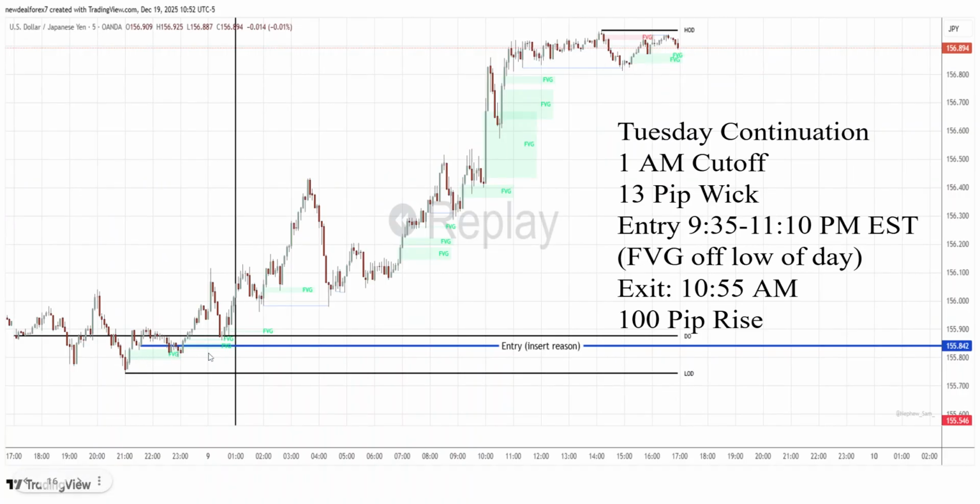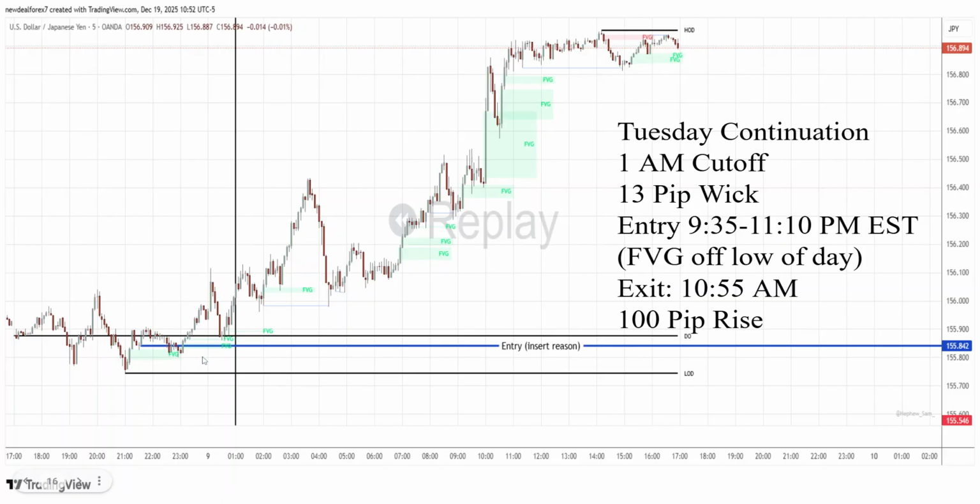That's always like this. Just make a note of that. The first fair value gap off the low of the day, or high of the day if you're short, is the most important gap to see. If that holds, hey, you might be in for a good day. No, nothing's guaranteed. It's just a good sign. So this one gave you plenty of time to get in, from 9:35 p.m. to 11:10 p.m. Eastern Standard.